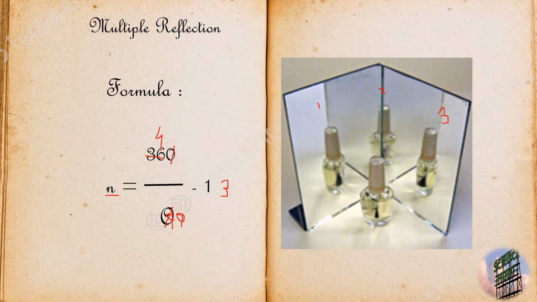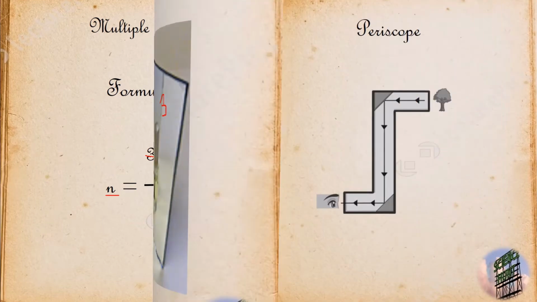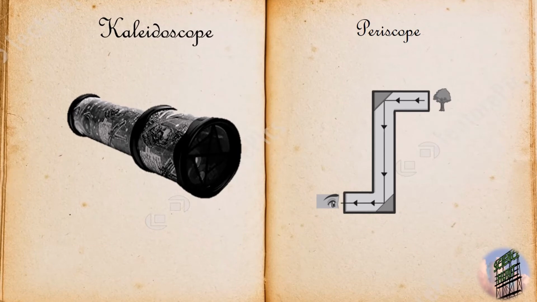If we change the angle, from 90 degrees to maybe 45 degrees, 60 degrees, or 120 degrees, then the number of images formed will change. Like here, if we take 45 degrees, it will change. This principle is also used in two instruments, the kaleidoscope and the periscope.